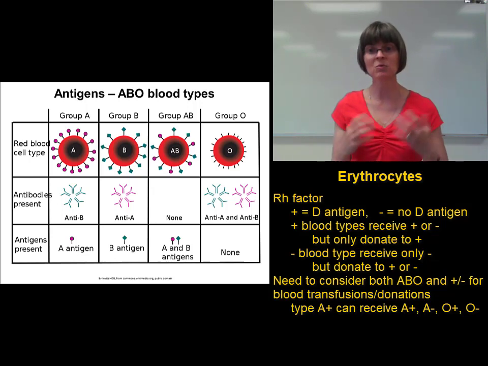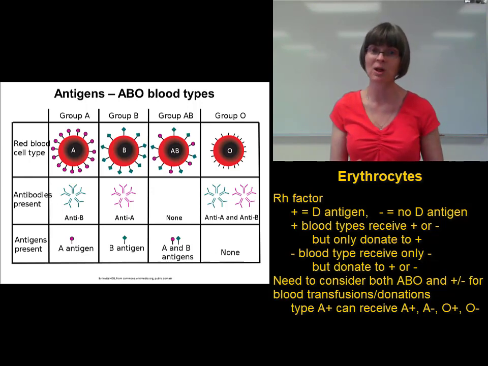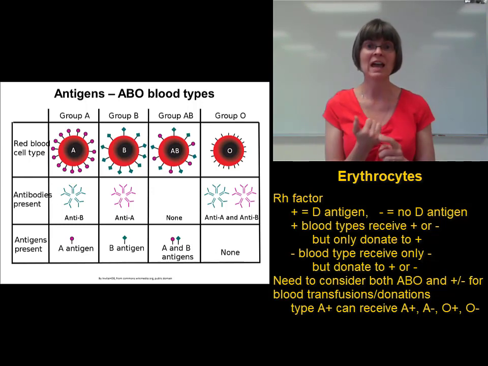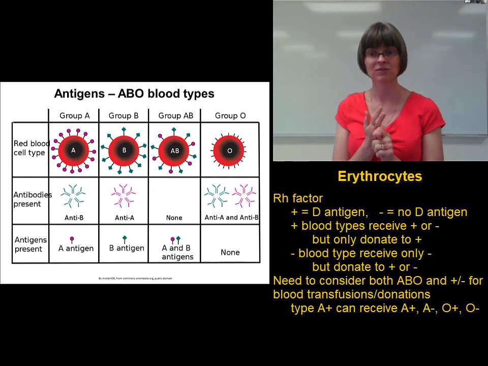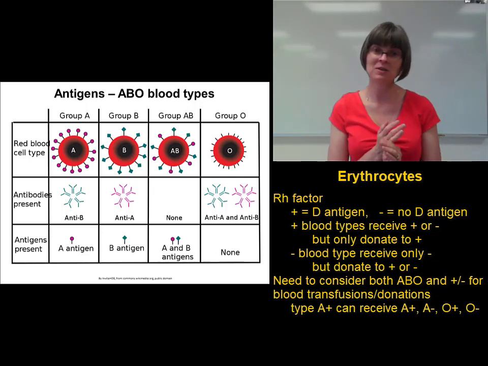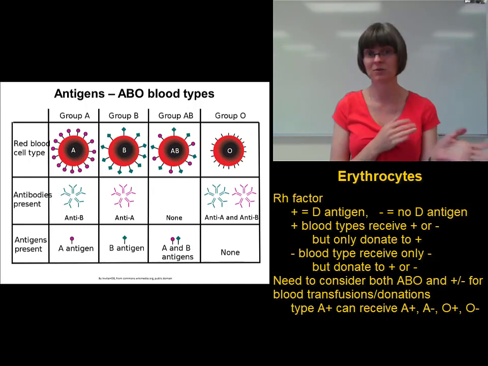So that means someone with A positive blood could receive blood from someone with A positive or A negative, or O positive or O negative. They couldn't receive from anybody with a B or an AB blood type, whether it was positive or negative.